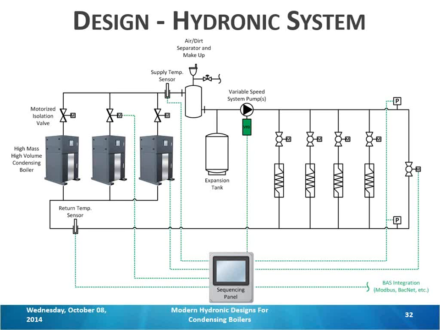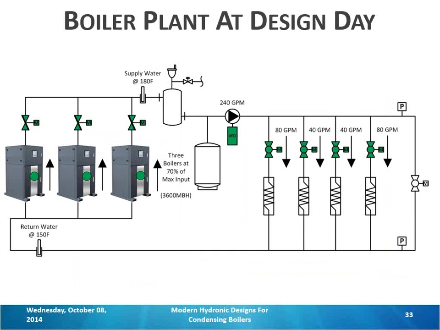So we're running all 3 boilers at 70%. All 3 valves are open. We're supplying our 180-degree water. We have our 30-degree delta T, so we're getting 150 back. Our pump is providing the full flow at 240 GPM. And then this is just a breakdown. It's chosen arbitrarily based on the concept here. Every zone is open. It's getting the maximum amount of heat per design condition.